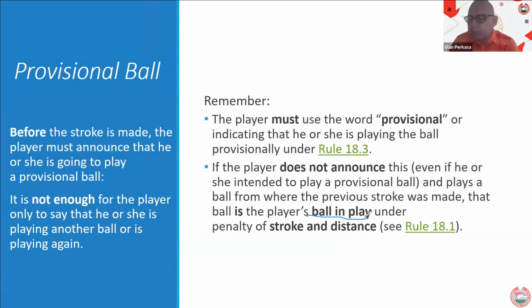So be careful, because if we hit it somewhere near the OB, we're usually kind of mad, or we could be sad. You might be crying. I don't know you. But don't let your emotions make you not say, I'm hitting a provisional ball. You have to declare very clearly that this ball is a provisional ball, not a new ball in play. Because if you don't announce this, that new ball you just hit is now your new ball, even if you find your original ball, and you just got penalty stroke and distance.